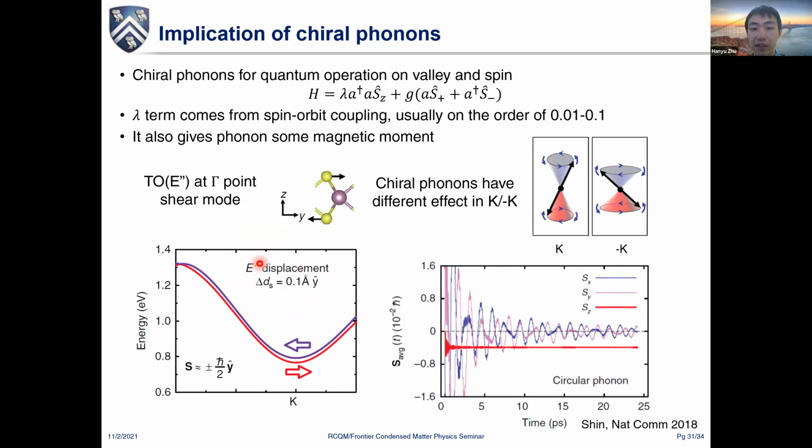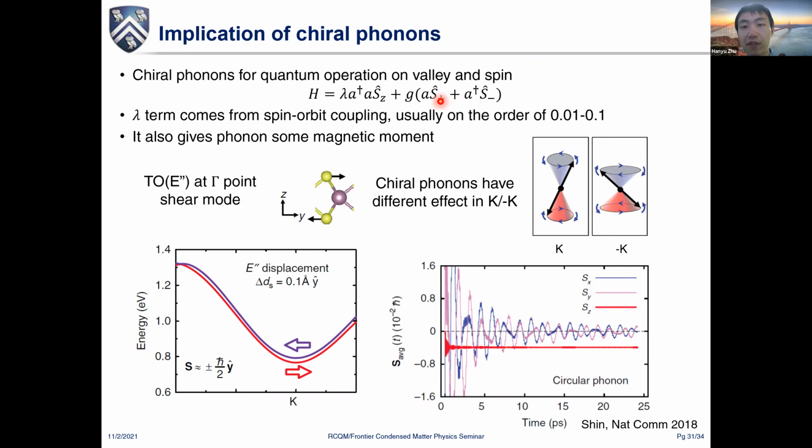So that's about phonon itself. Also, the phonons can couple with both the orbital degree of freedom of electrons, or valleys, and the spin degrees of freedom. So the general Hamiltonian can be written in two terms. One, which is easy to understand: the phonons can scatter electrons from one spin to the other spin, or one valley to the other valley. So this is basically the inverse process of the electron-phonon scattering probed in the optical spectroscopy before.